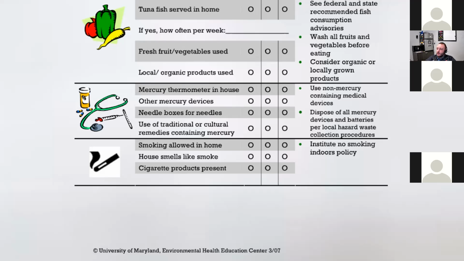Any questions about the house assessment right now? Anything anybody wants to add? Things that you've noticed in homes?